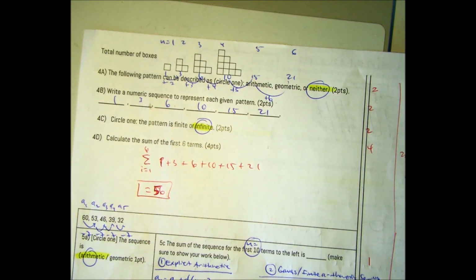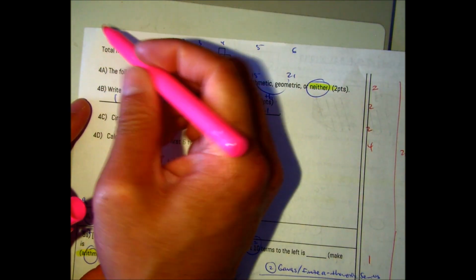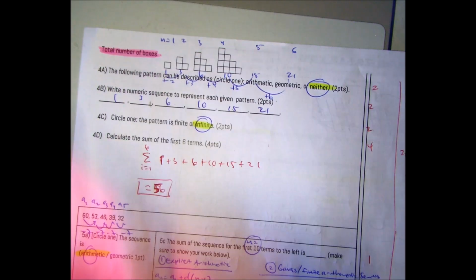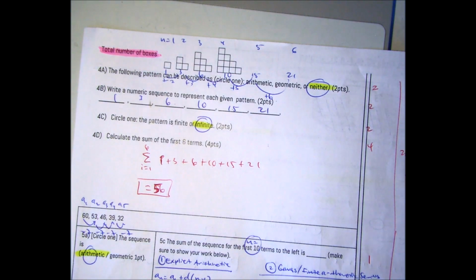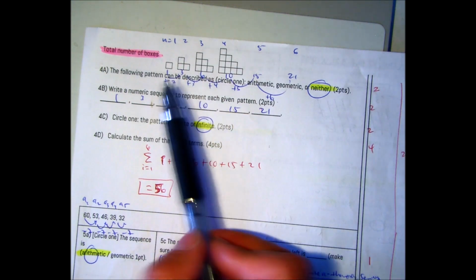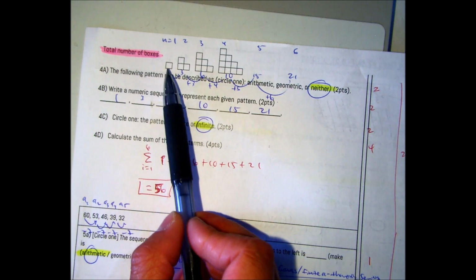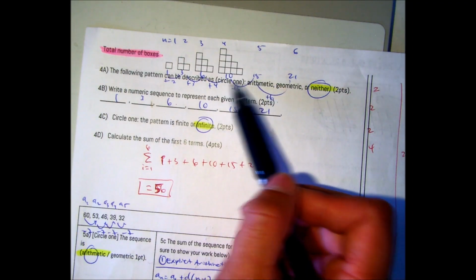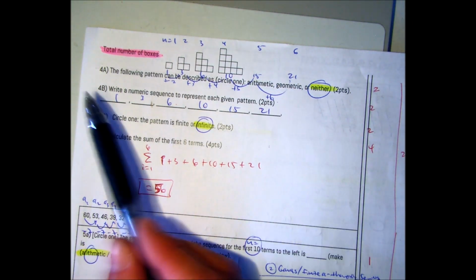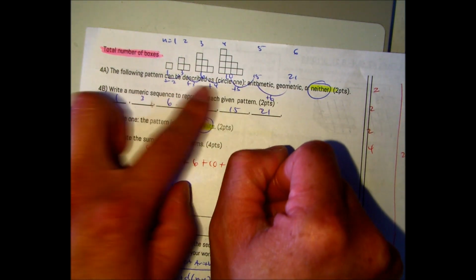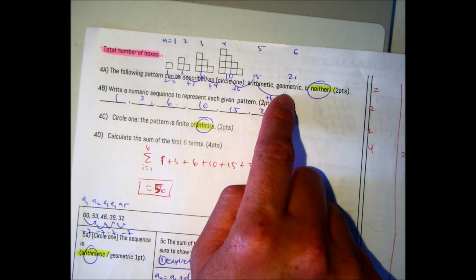Alright, I'm going to highlight this because I think you need to pay attention to this. This one talks about the total number of boxes. So remember, your n value represents the picture number. So this is picture number 1, picture number 2, picture number 3, number 4. And then you can calculate or count up the number of boxes. So this has 1, 3, 6, 10. The next one has 15 and 21. And all you had to do from there, it says the following pattern can be described as, circle one of these: arithmetic, geometric, or neither.